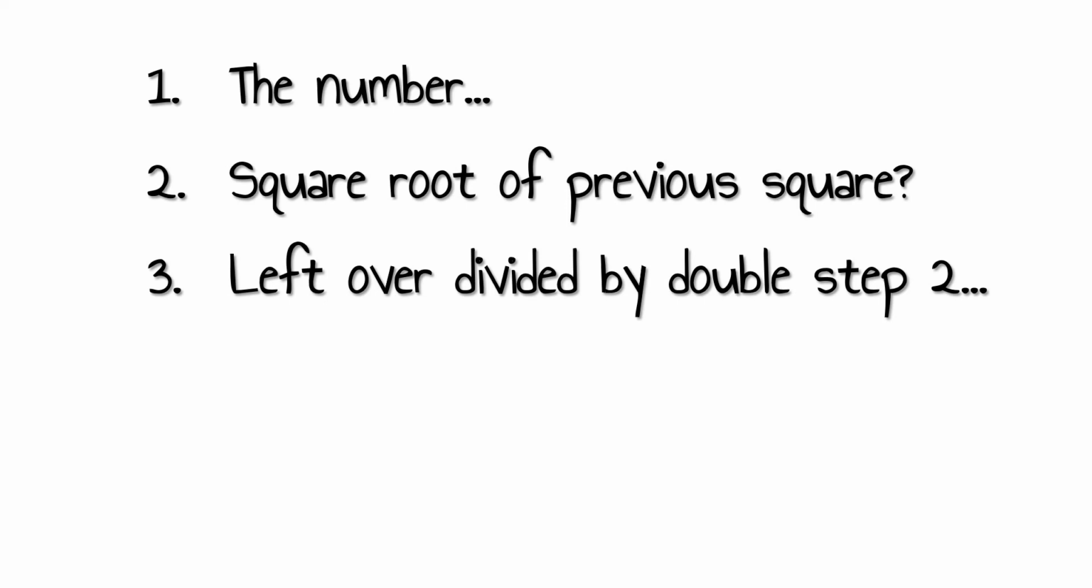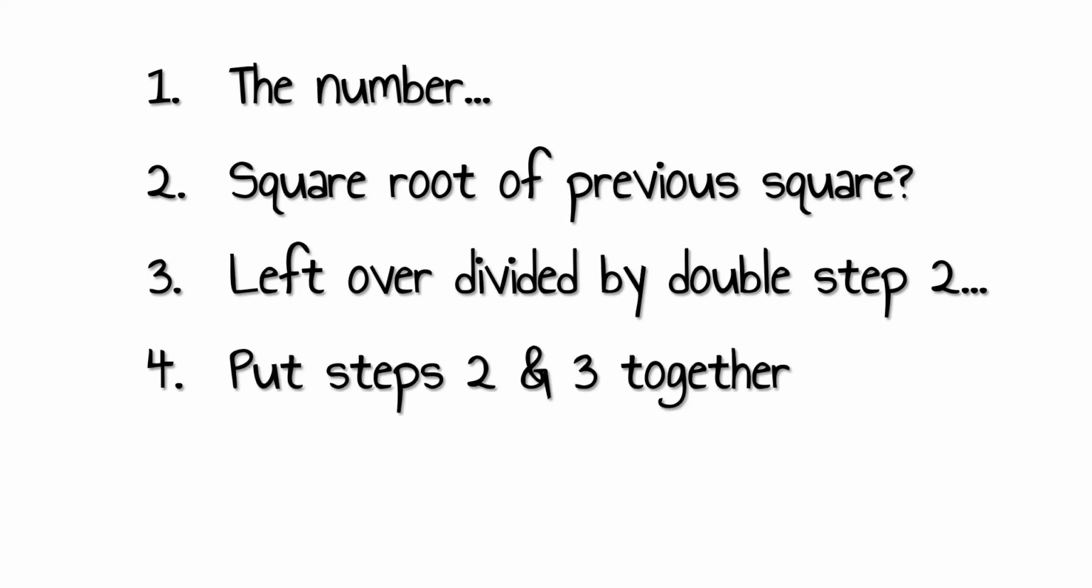Next, we're going to find the leftover between what we got in step 2 and the number, and we're going to divide that by twice the result we got in step 2. And to wrap it up, we're going to put the results from steps 2 and 3 together. And that's our answer. It will be a fairly accurate estimation of the square root.